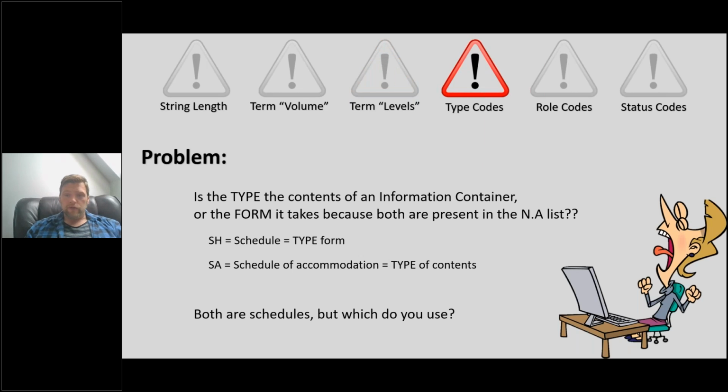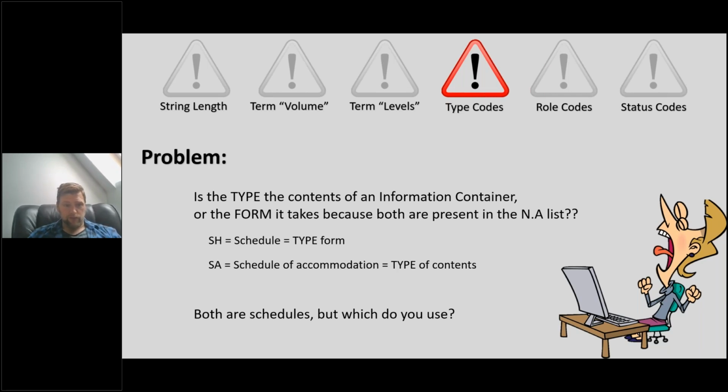Type codes. So this is one of the bigger changes in the current National Annex being proposed. The current list of type codes are a mix of form and content. And there has been long debates on projects where projects struggle to assign the right kind of code because they are unsure if they should be representing the form or the contents using this field, because both exist in the current list within the National Annex.